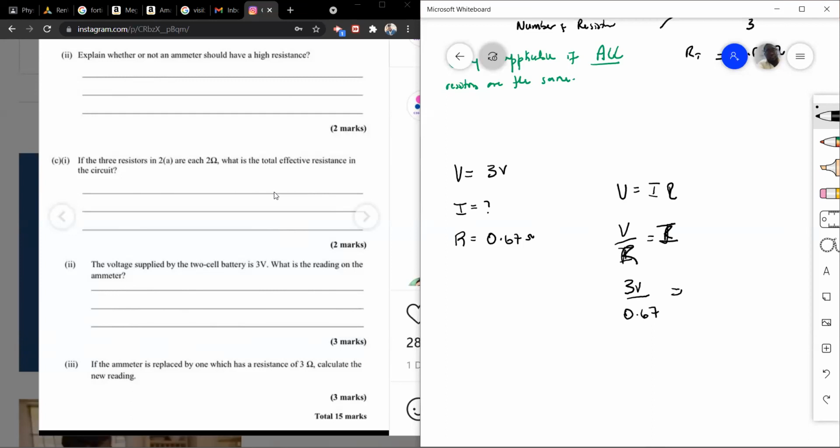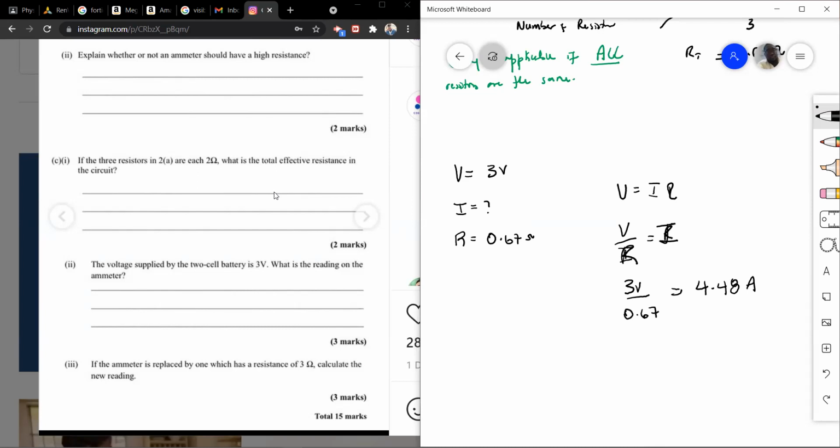So 4.48. If we use the exact value you got for the resistance, did I get 4.5 exactly? Yeah, you would. Oh, to 2 decimal places. All right, because I rounded off and got 0.67, that's why I got 4.48. But in reality, I would have gotten 4.5. That's right. All right.